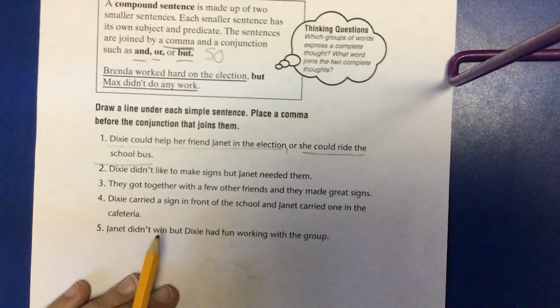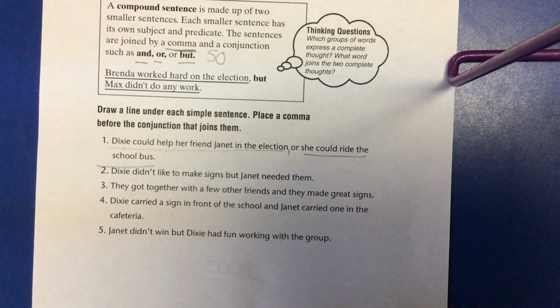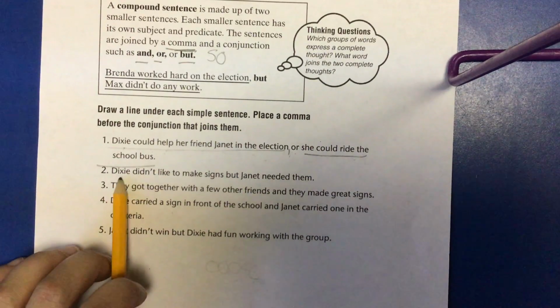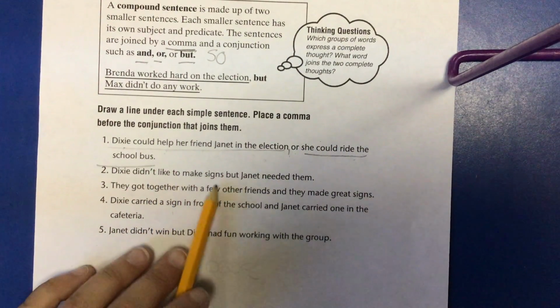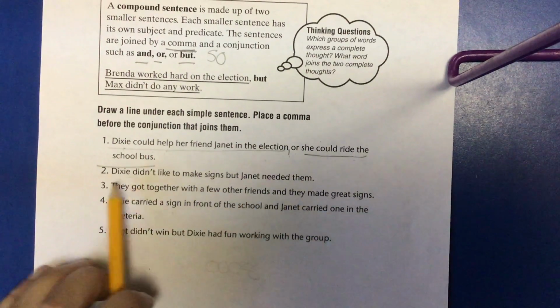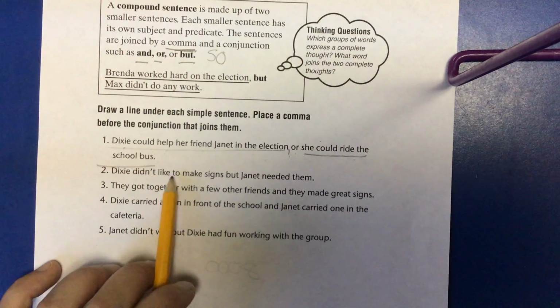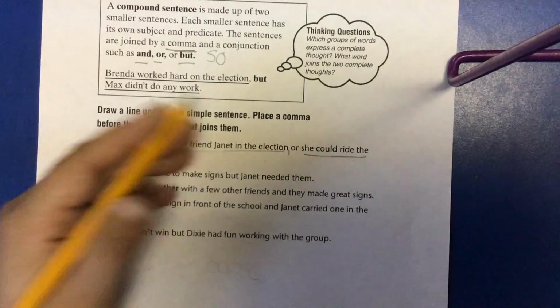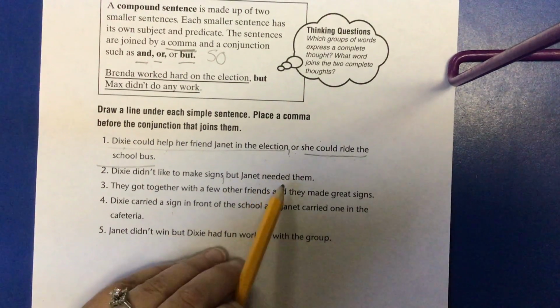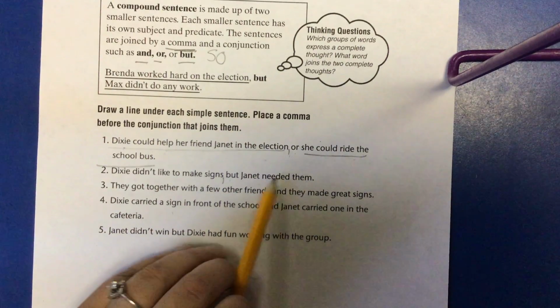So let's do one more example, and then I'll jump right into your assignment because it's a little bit different. Okay, Dixie didn't like to make signs, but Janet needed them. Well, a simple sentence, Dixie didn't like to make signs. That's a sentence, so we can put a comma because there's our conjunction. Janet needed them. That is a full sentence.